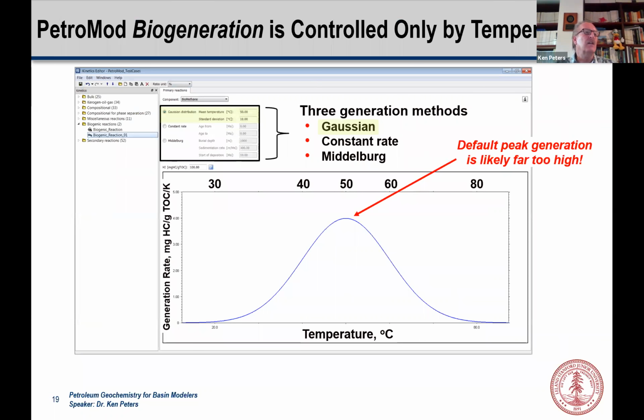So let's talk about the Gaussian. This is within PetraMod now. This is the biogeneration format here, and the investigator has clicked on Gaussian distribution, and the default here is a mean temperature of 50 degrees C and a standard deviation of 10 degrees C. Okay, so this is Gaussian. So you can see what the program is going to do. It's going to look at the basin history, especially of the more recent sediments, and say, well, the microbes really aren't very happy here at 20 degrees centigrade, and they're not very happy over here, but around 50 degrees centigrade, we're going to have this Gaussian reactivity increase. Well, it looks to me at least like this default peak is far too high, and I'll try to support that with some evidence in a little bit. So Gaussian is one approach.